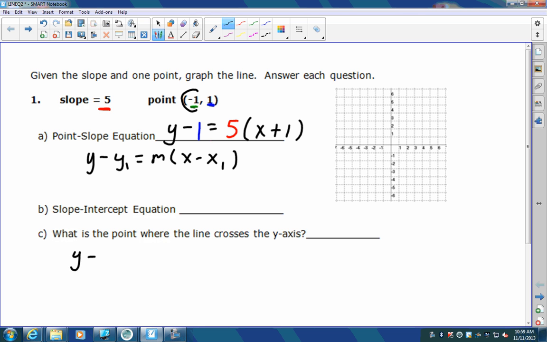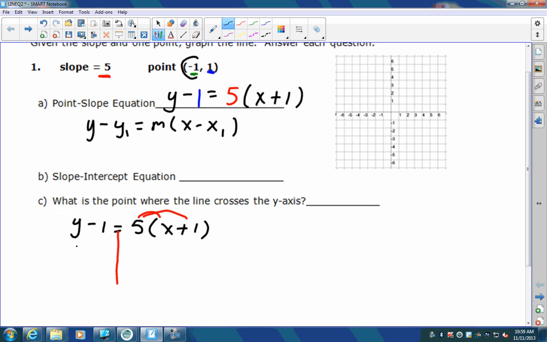So let's see, I've got y minus 1 equals 5 times x plus 1. Well, do the distributive property first. I have y minus 1 equals 5x plus 5. I'm going to add 1 to each side, and I get y equals 5x plus 6.